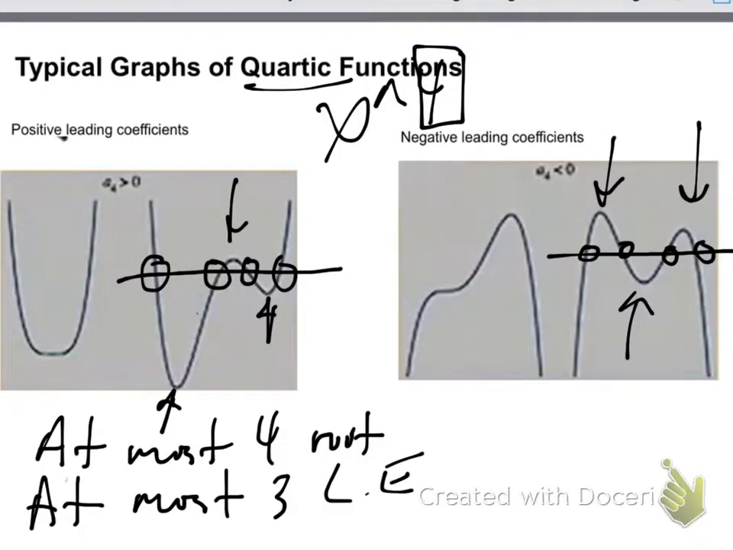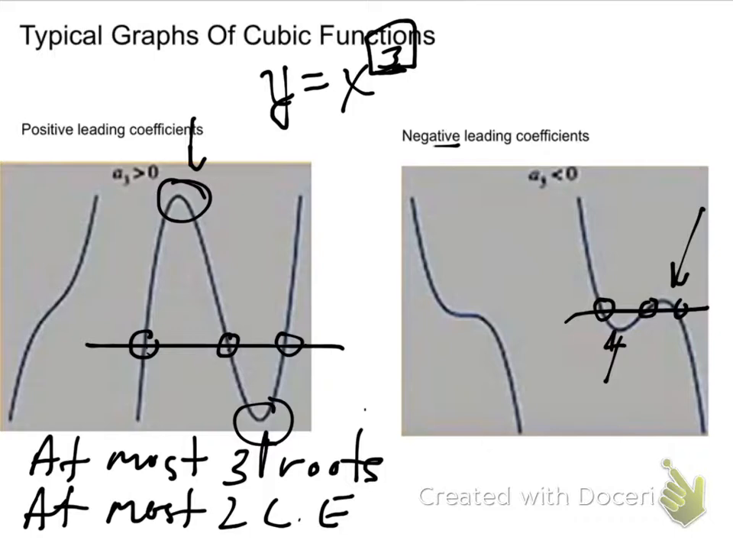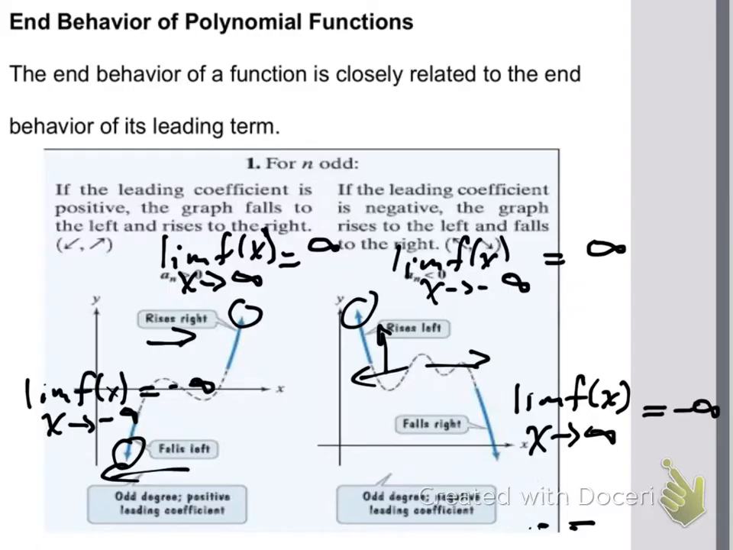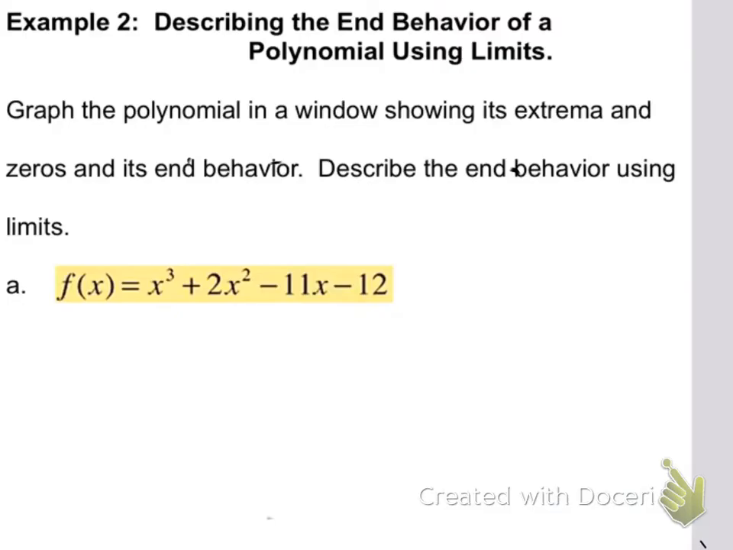Alright, so hopefully by doing those examples the theorem is clear. So let's do example 2. It says to graph the polynomial on a window showing its extrema and zeros and its end behavior. Describe the end behavior using limits. So we don't even need to graph this. Let's just look at what the leading coefficient is.